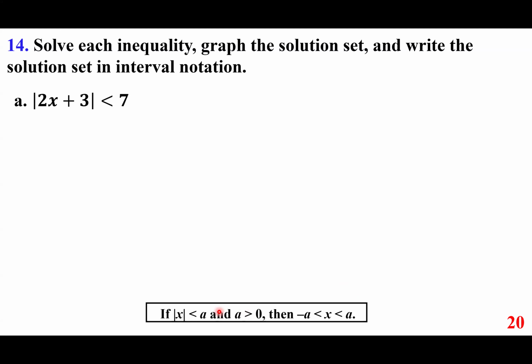So if a is negative, there is no solution. Why is that? Because absolute value can't be negative. It can only be 0 in the worst case scenario.